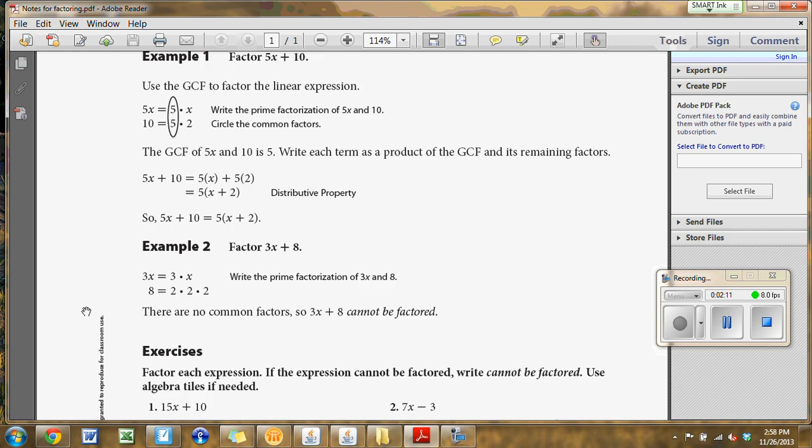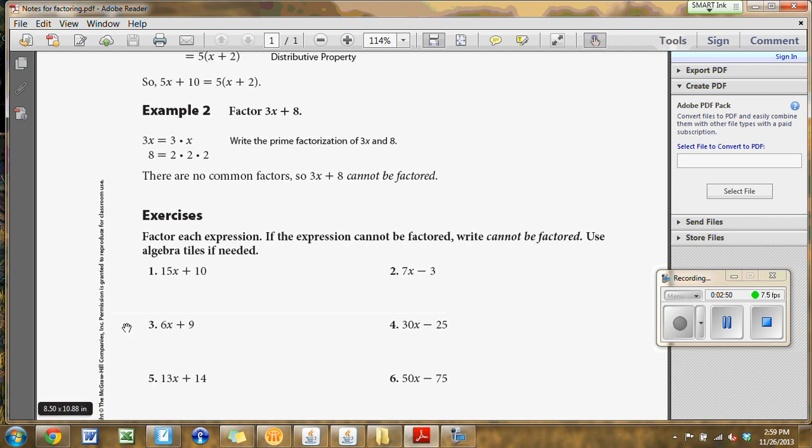All right, factor 3x plus 8. So the factors of 3x are 3 and x, and the factors of 8 are 2 times 2 times 2. Do they have any in common? Well, no, they don't. This one is an x, and this has no x's. And then this is a 3, and this is a 2. So there are no common factors at all. So if there are none, then this is a prime expression, and there's no way to factor it. So it would just stay like it is, 3x plus 8.